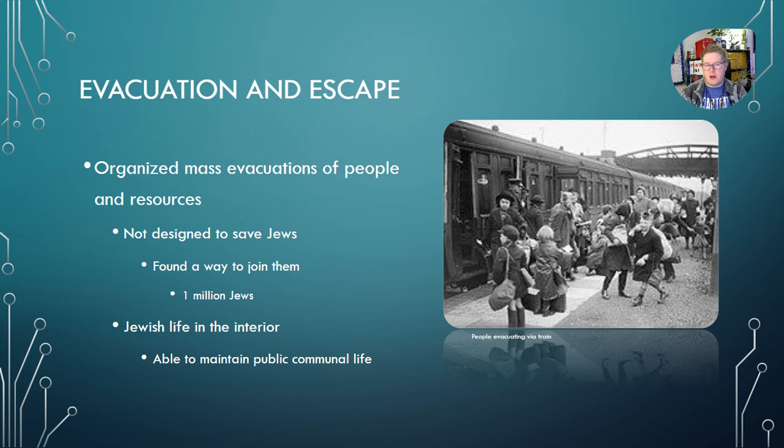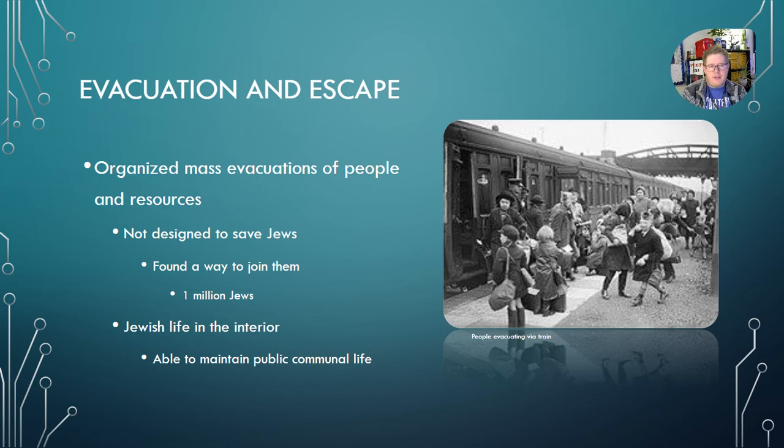Once the invasion starts, the Soviet government is going to organize mass evacuations of people and resources. It's clear to understand, though, this is not designed to save Jews. It was meant to save high-ranking communists and their families and their friends. But Jews found ways to join the mass movement east. More than 1 million Jews will actually follow this mass evacuation to the Soviet interior, where Jewish life is actually pretty good.